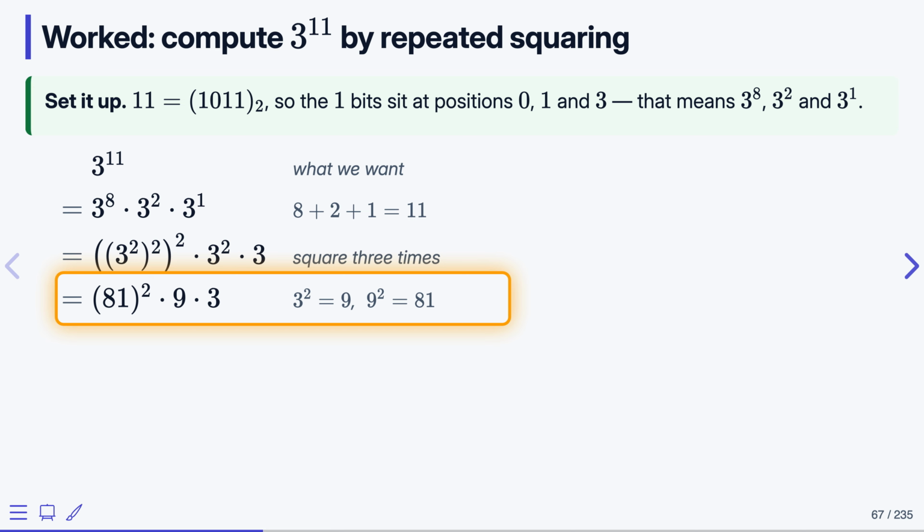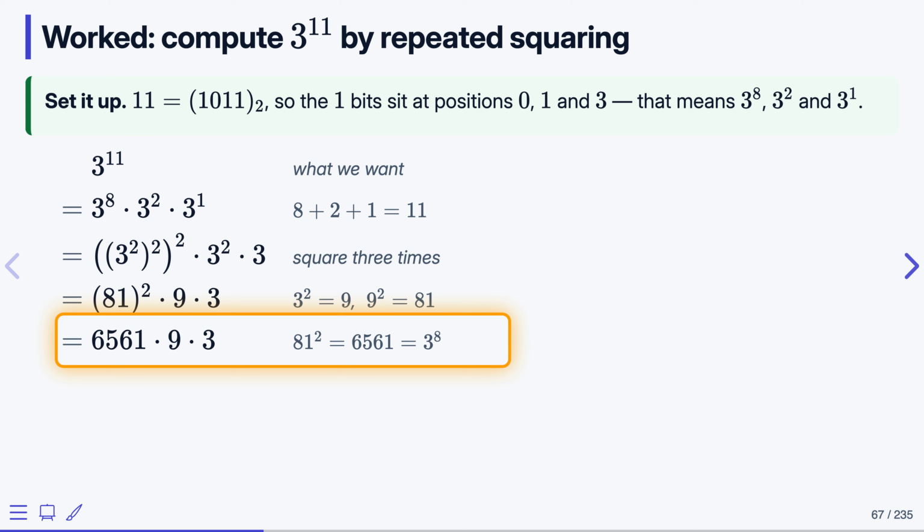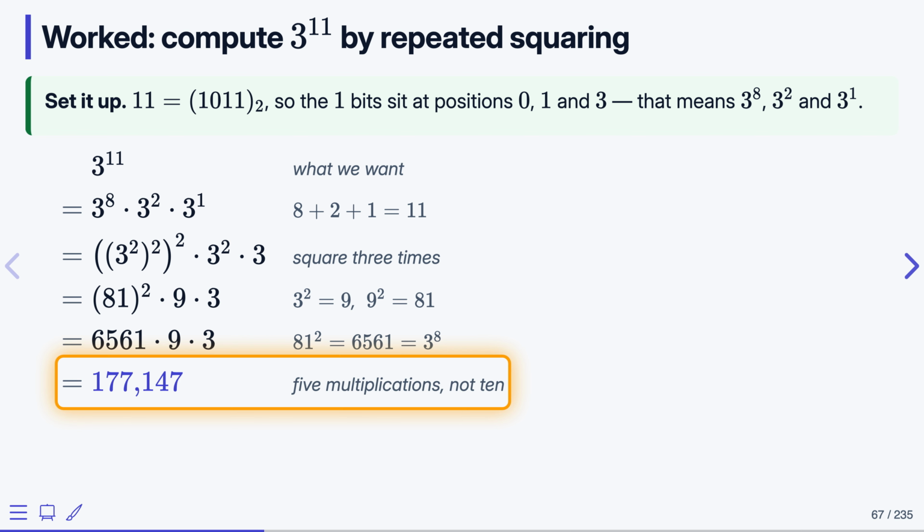9 squared is 81. Step 4, 81 squared is 6,561, which is 3 to the 8th. Step 5, multiply the 3 pieces. The answer is 177,147, and notice the cost. We used 3 squarings and 2 more multiplications. That is 5 in all, instead of the 10 we would need by multiplying by 3 over and over.